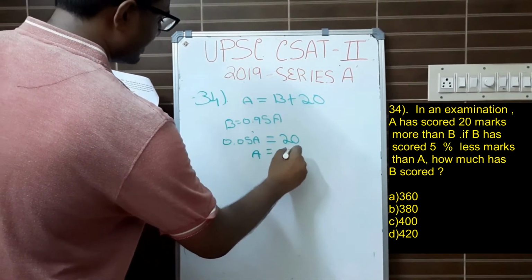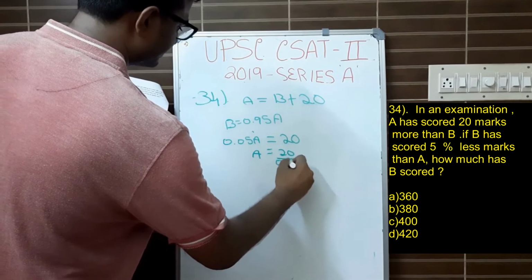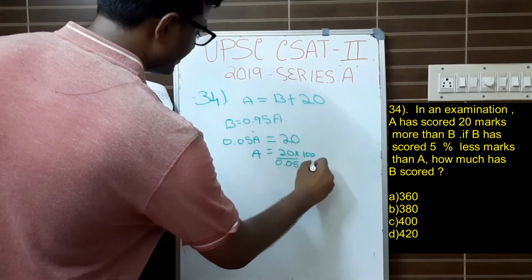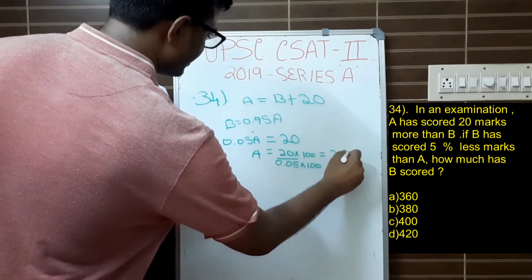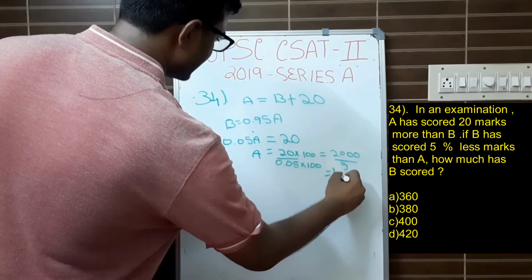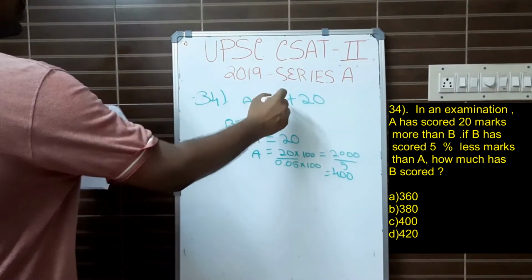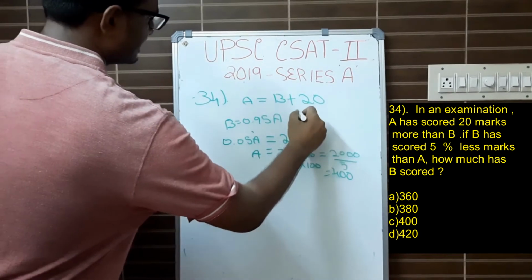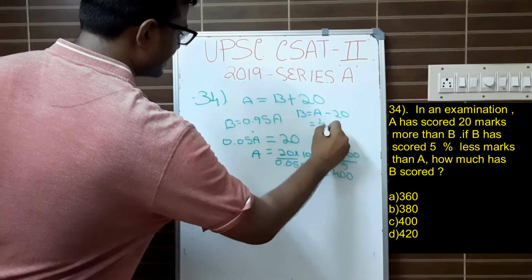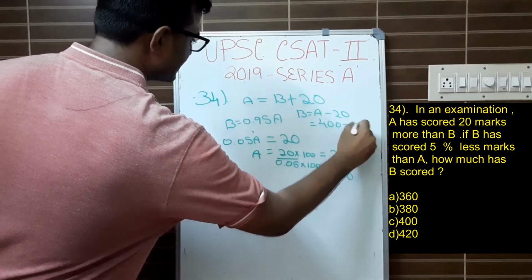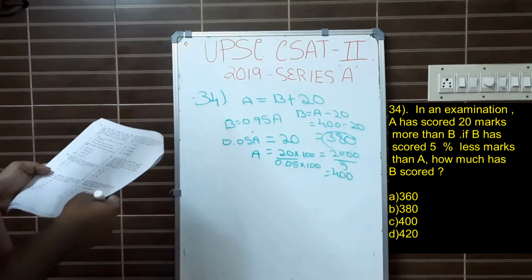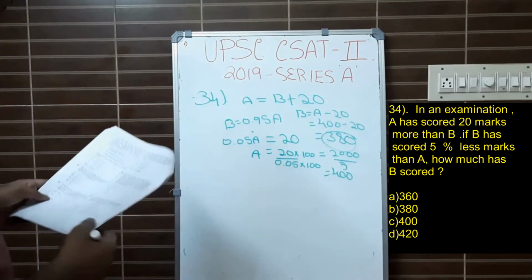A is equal to 20 by 0.05, or multiply by 100 here and 100 here. You will get 2000 by 5, which is equivalent to 400. So this is A's score. And B has scored 20 marks less than A. So B is A minus 20, which is 400 minus 20, which is 380. So 380 is B's score. Okay, so 380 is there in option B.